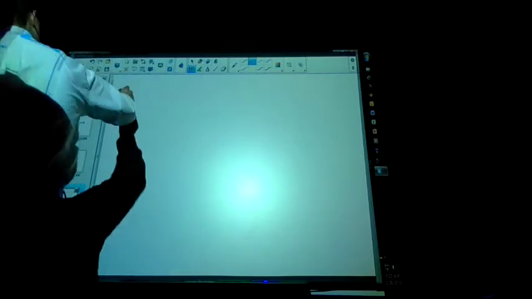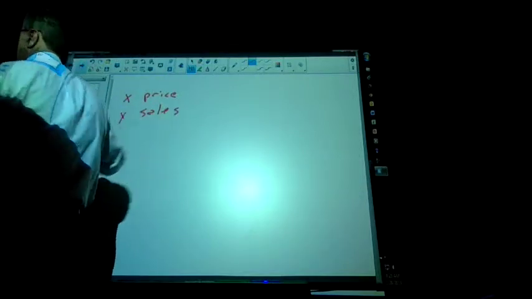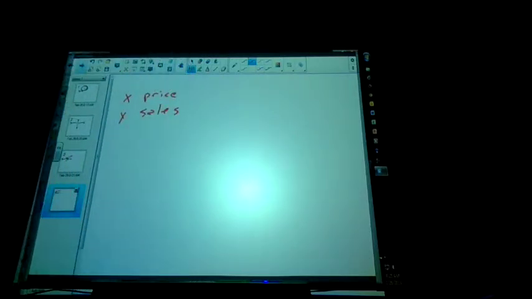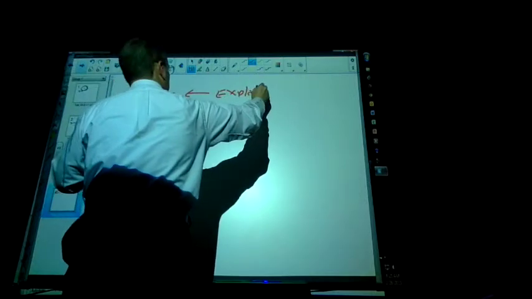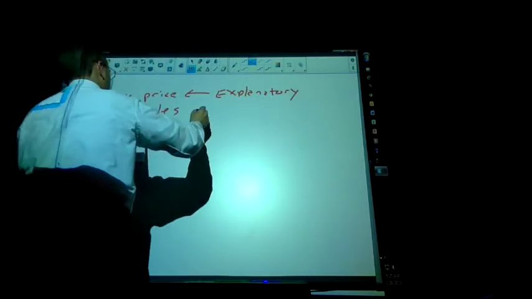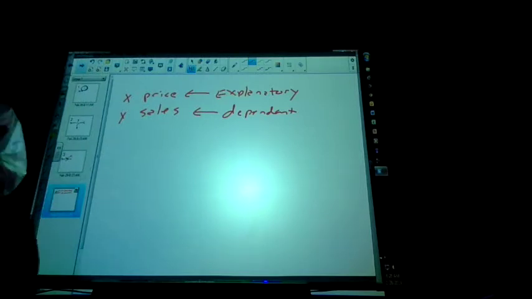So those who weren't here, it was 4.1, scatter plots. First problem in there: your x value is price, your y value is sales. If you plug these into your calculator, your explanatory variable is your x value, and y is your dependent variable. This was basically what we had gone over last time. With that known, we can answer the rest of our questions from 4.1.